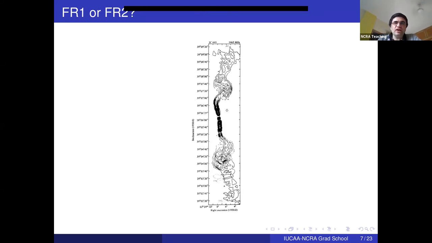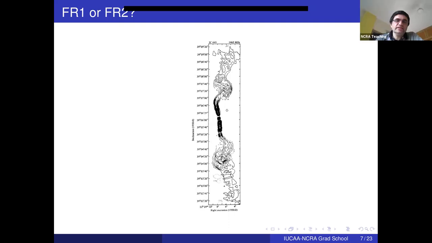Okay. So very often radio images are also referred to as radio maps in the literature. Often, in order to highlight the subtle features, people tend to use contour maps rather than the images directly, but it's of course a representation of the same thing. Now here is a contour map of a galaxy. Is it an FR1 or FR2?